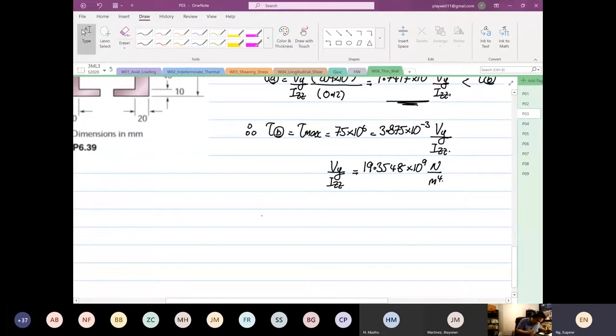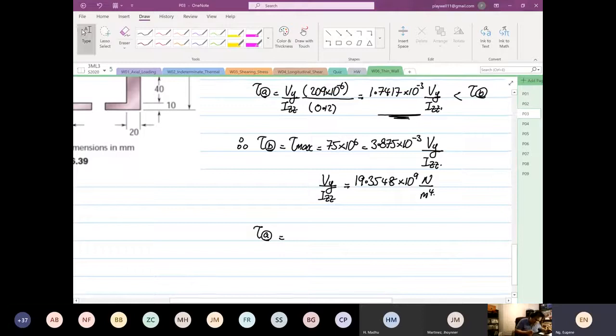So therefore, the shear stress at point A is equal to 1.7417 times 10 to the power minus 3 multiplied by 19.3548 times 10 to the power 9. So this will be equal to 33.710 times 10 to the power 6 Pascal.